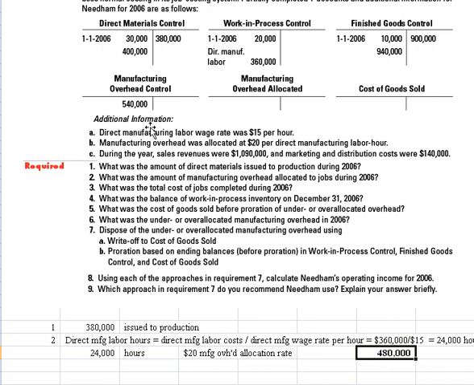Now let me bold that so we know that that's the answer. And let me bold this as well so we know that that is the answer. And I'll put a dollar sign and take away pennies.